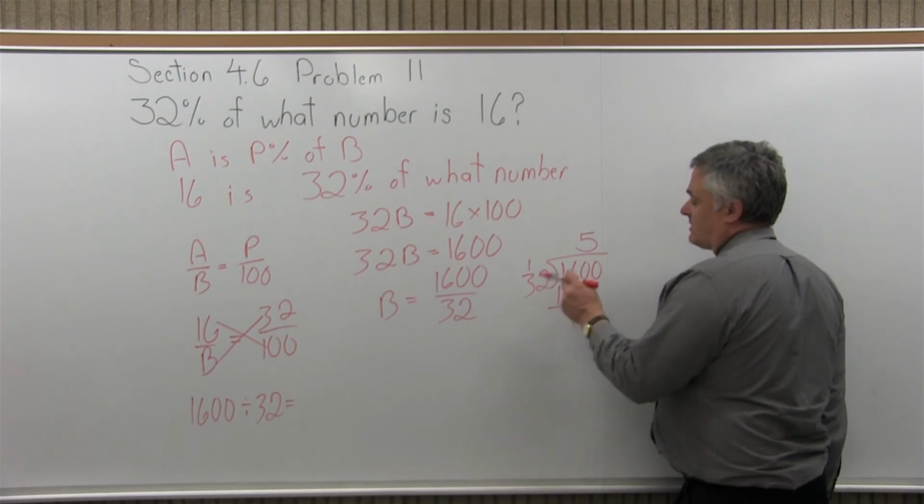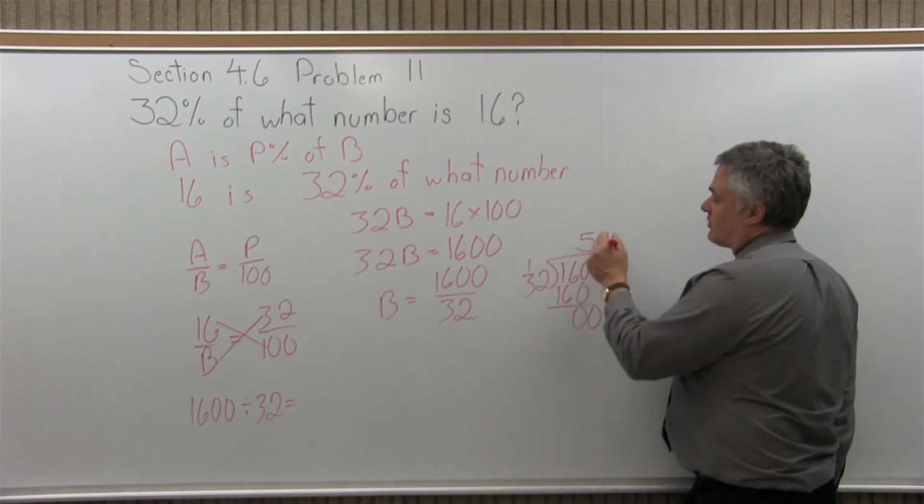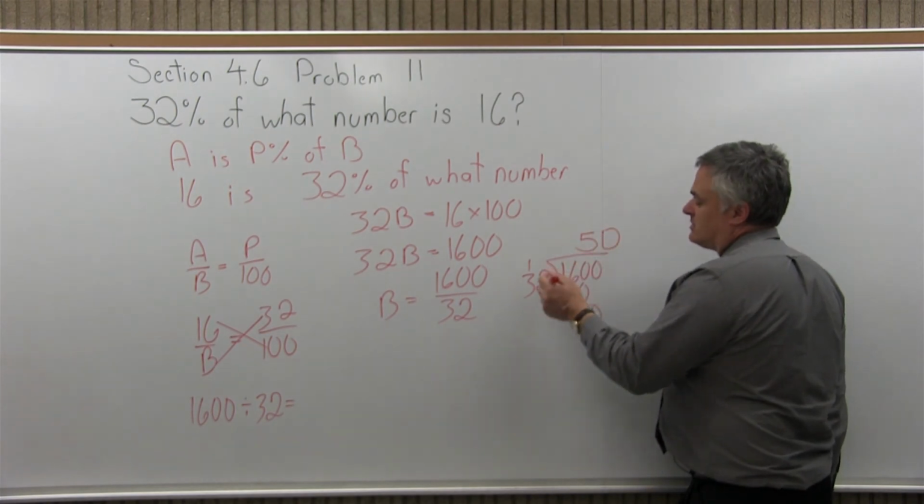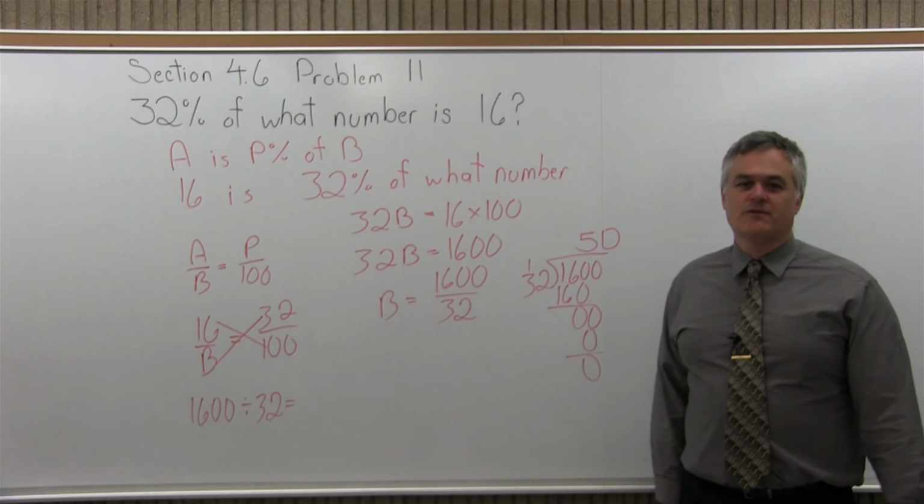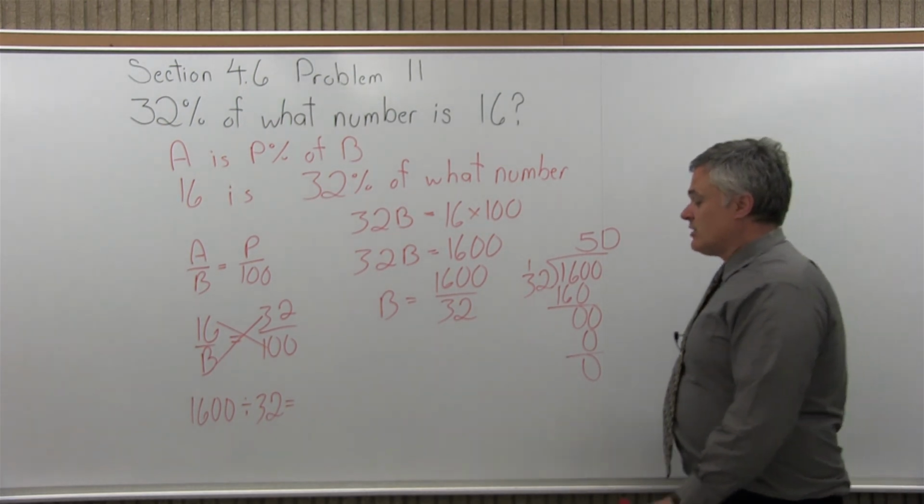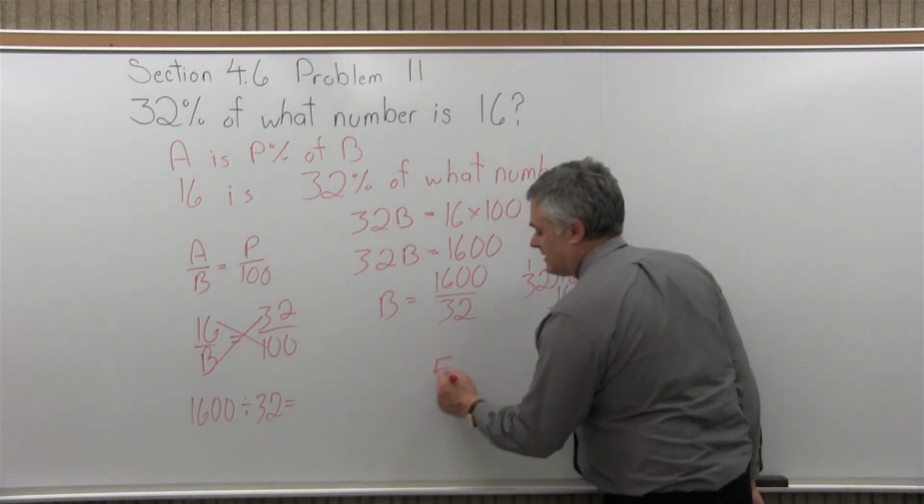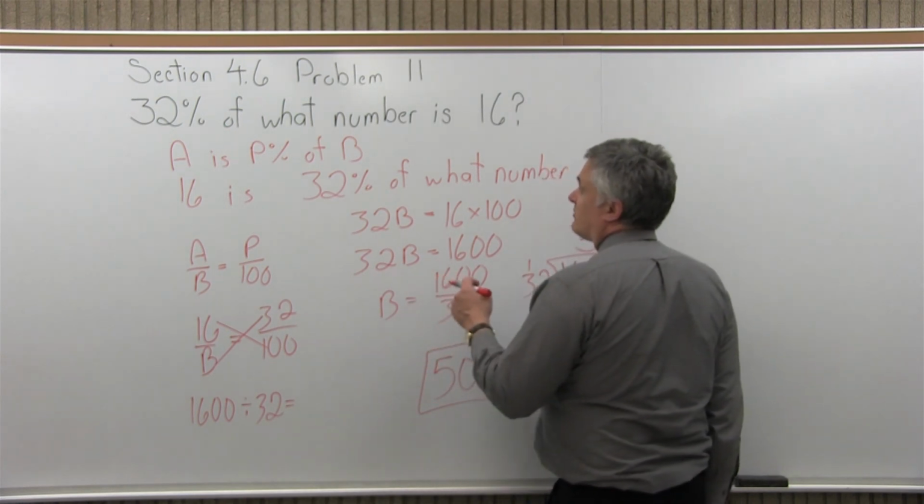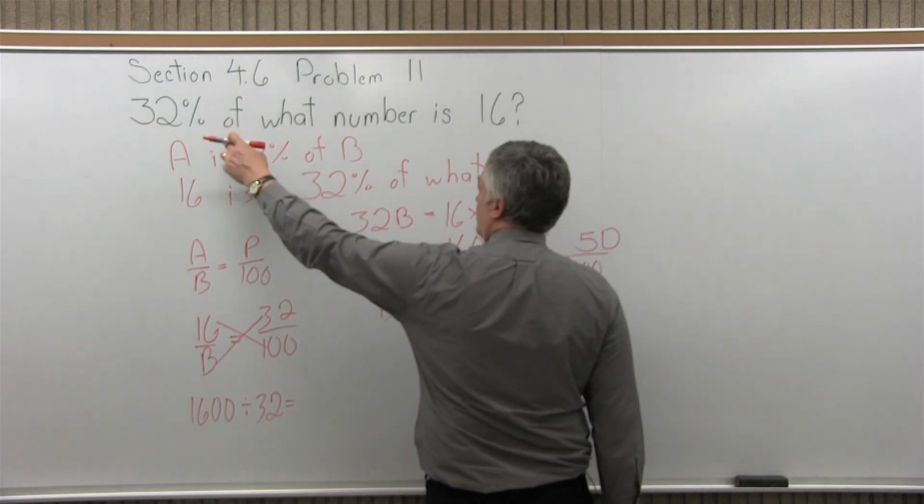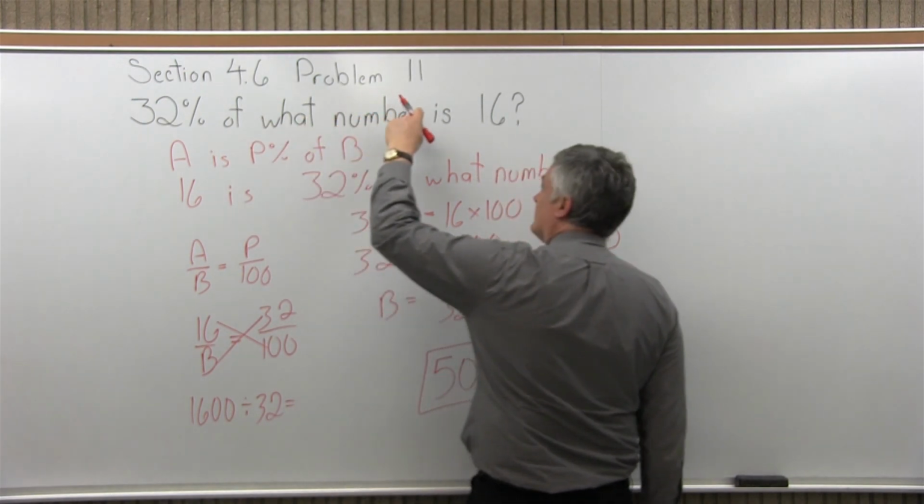Bring it down, so you have 0. So something times 32 is 0. Of course, it has to be 0. So 0 times 32 is 0. Subtract, you get no remainder. So it fits in exactly 50 times. So that's the answer, 50. Going back to the original question, 32% of what number is 16? 32% of 50 is 16.